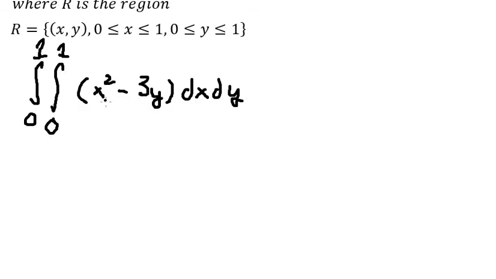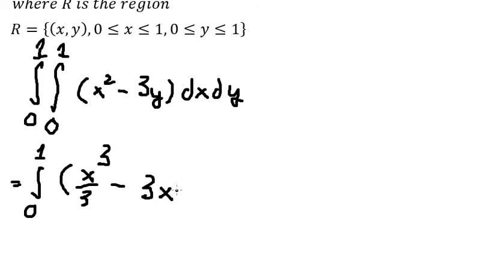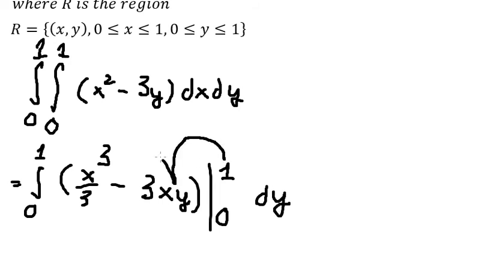So we need to do the integration by dx. The integration of x squared, we have x to the power of 3 over 3. The integration of 3y, we don't have x, so we have 3xy. And we put the bounds from 0 to 1. So I will put 1 going here, 0 going here.